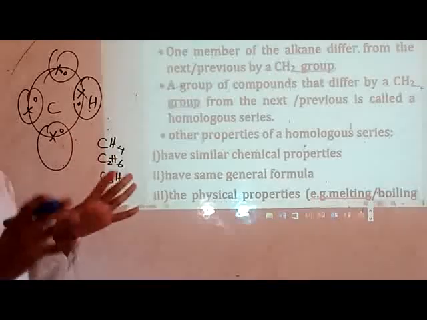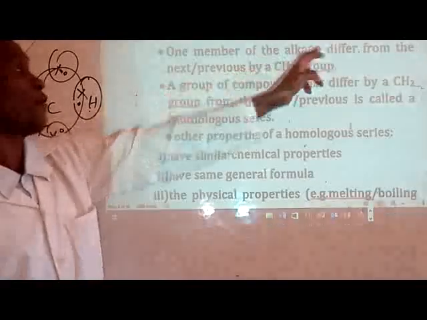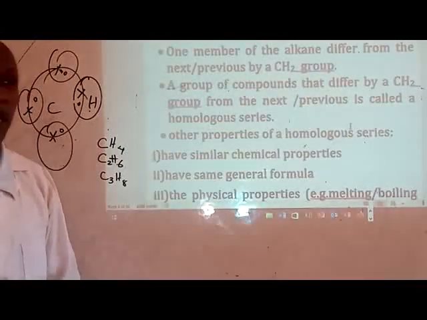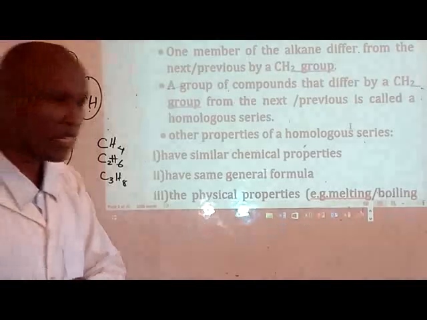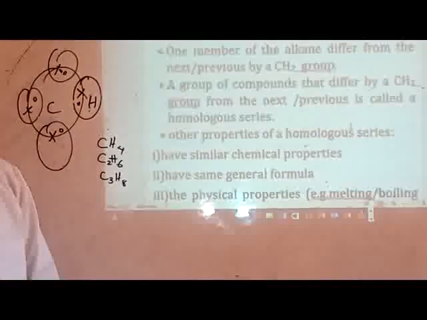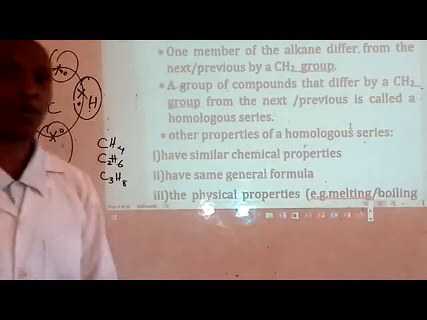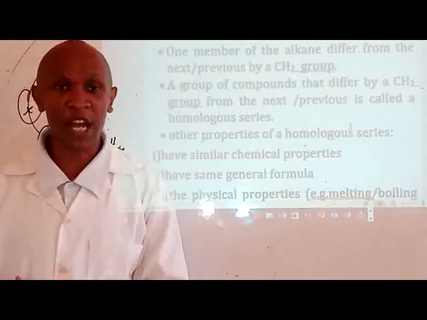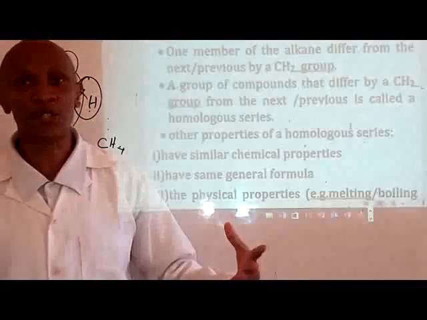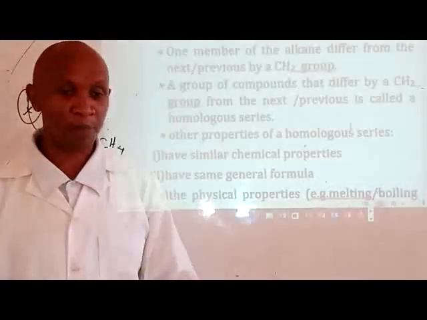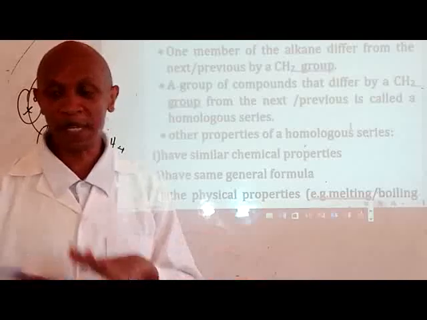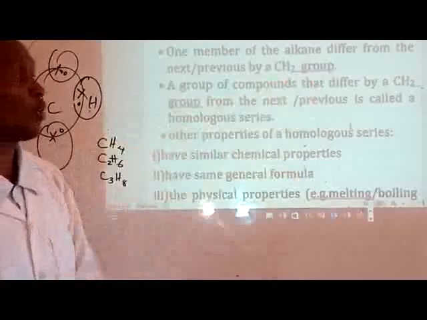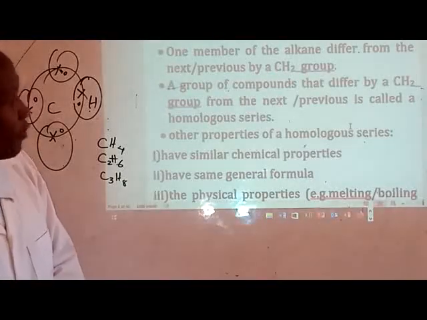Now, compounds that differ from each other by a CH2 are what we call a homologous series. So that becomes our definition from now on. What is a homologous series? It is a group of compounds that differ from each other by a CH2. To obtain the previous from the present, you remove CH2. To obtain the next from the present, you add CH2.